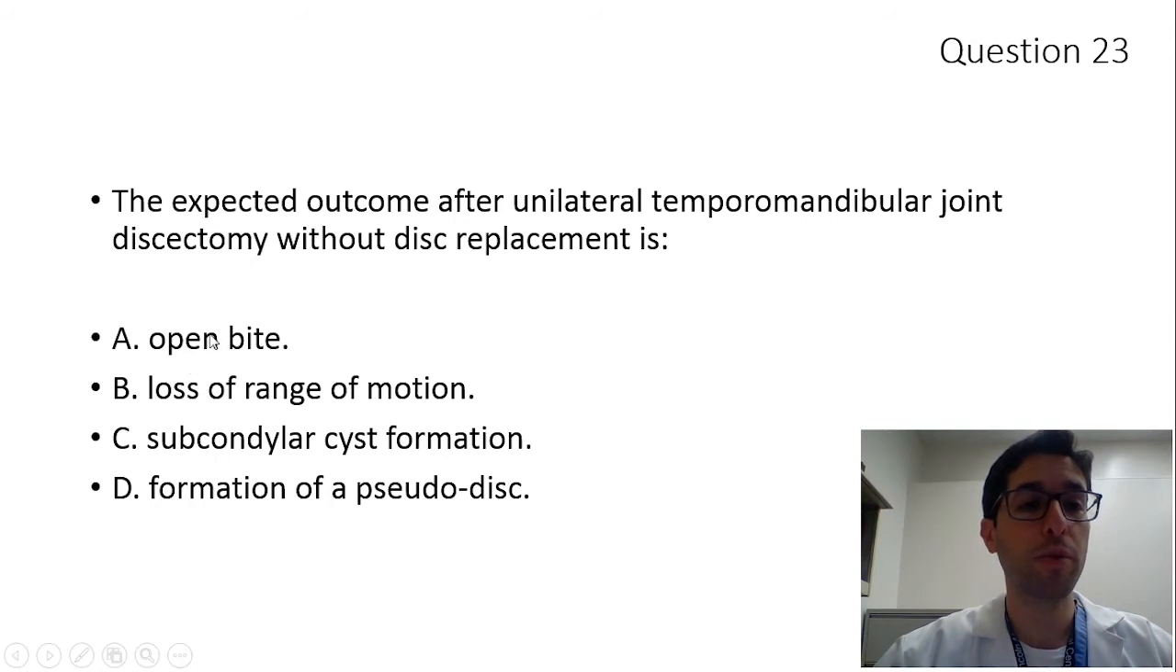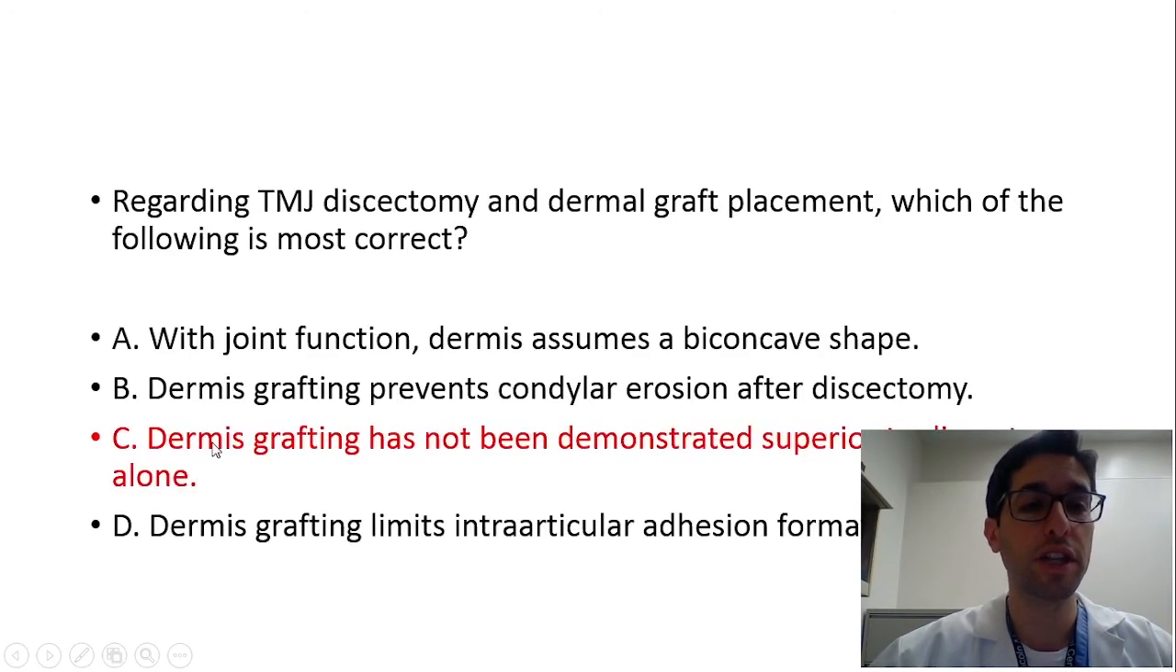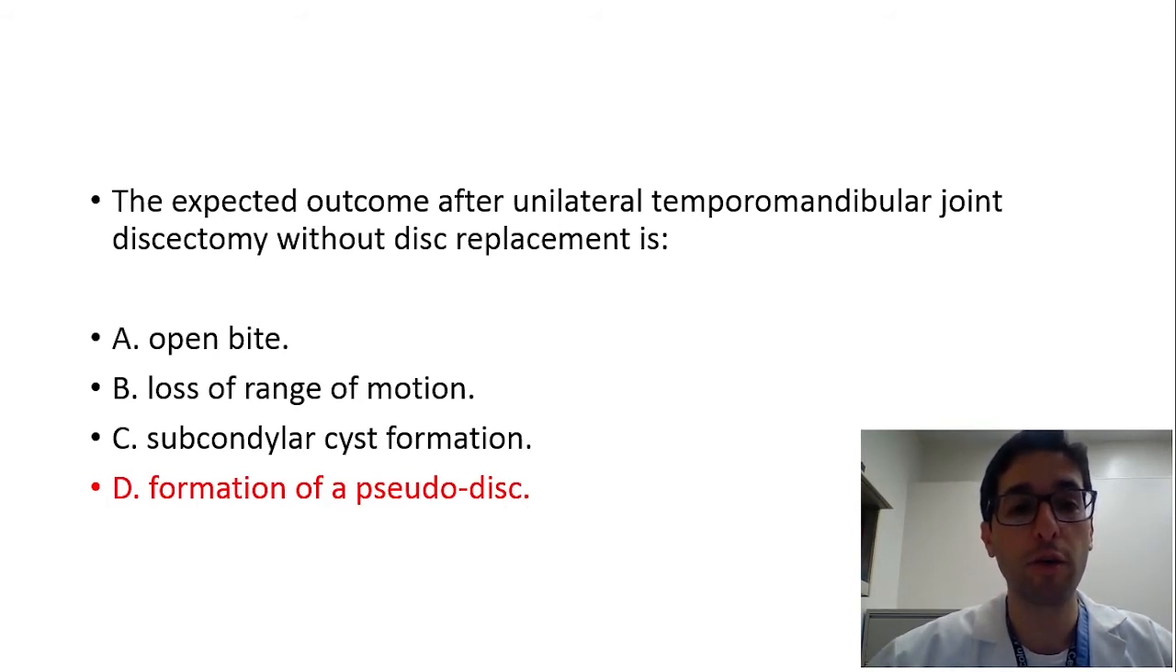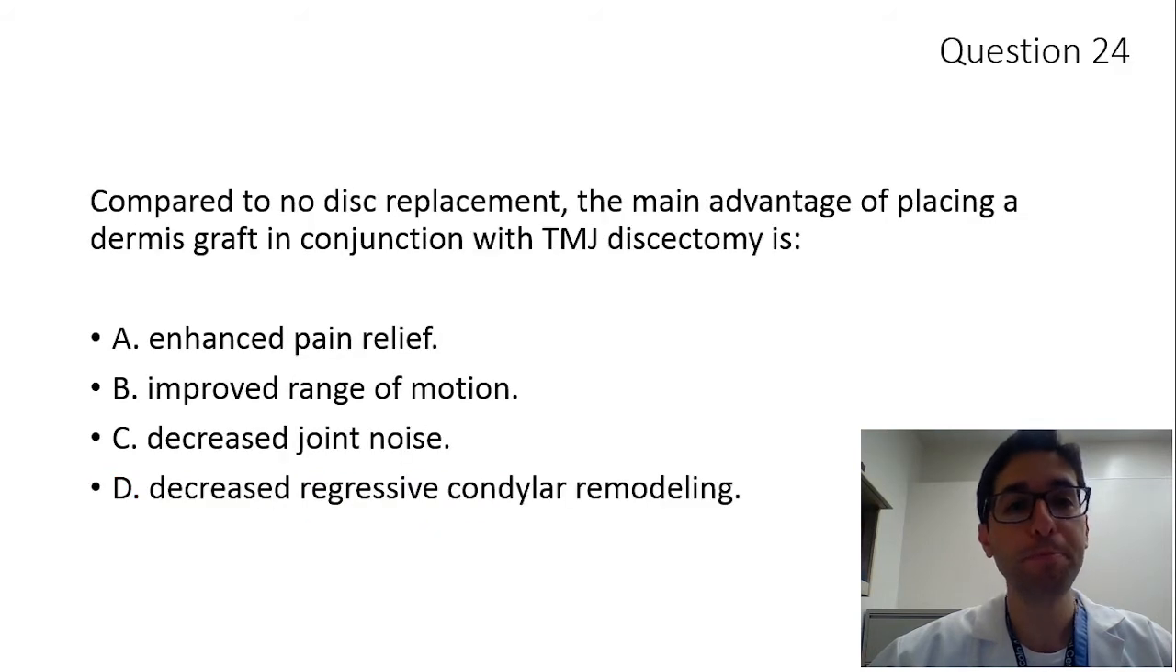Are you expecting an open bite? Well, if you were, then it would be worse. Loss of range of motion? If it were, it would be worse. A subcondylar cyst formation. So A, B, and C all say it's inferior. And we just said in the last question, grafting is not any worse than just doing nothing. So the question is, if you do nothing, are you expecting any of these adverse events? No. So A, B, and C are all wrong. You're going to get a formation of a pseudodisc. So basically it's saying it's okay to do discectomy without replacement, because you're going to get a pseudodisc and you're not going to get any of the adverse events mentioned in choices A, B, or C.